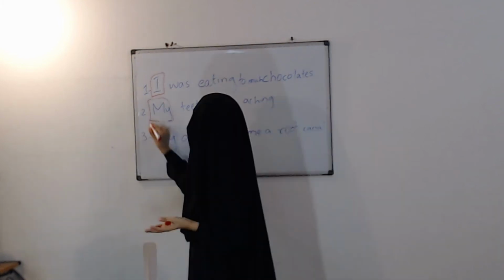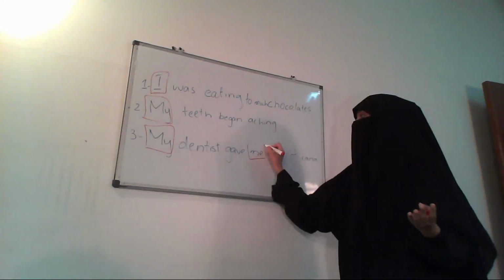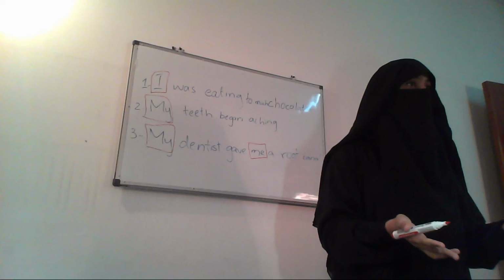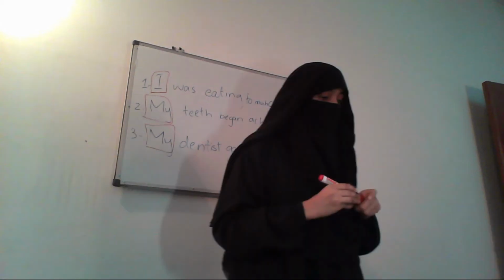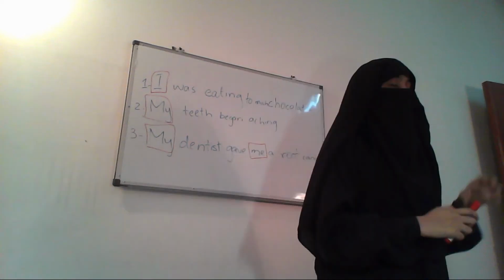And the third one, my dentist gave me a root canal. My dentist gave who? So who's the main character? Me. Here, I was eating too much chocolates. My teeth became aching. It was talking about myself. All the things are talking about who? About myself, about ourselves, right? So imagine you have any story talking about yourself. So there comes my, I, me.